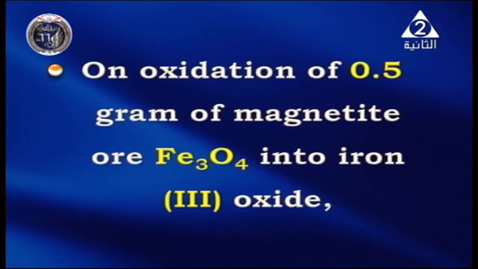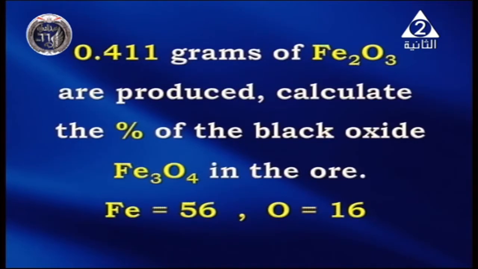On oxidation of 0.5 gram of magnetite ore Fe3O4 into iron 3 oxide, 0.411 gram of iron 3 oxide is produced. Calculate the percent of black oxide Fe3O4 in the ore, where the atomic mass of iron equals 56, oxygen equals 16. Solution. Here's the equation of the reaction. When the magnetite ore is oxidized into iron 3 oxide, the equation will be balanced as shown on the screen.